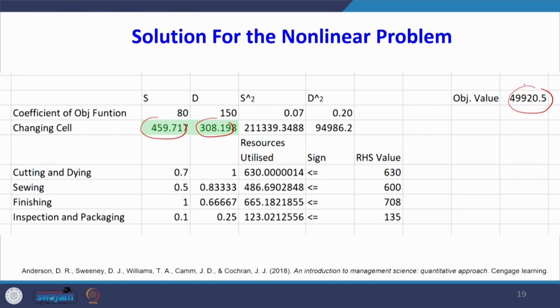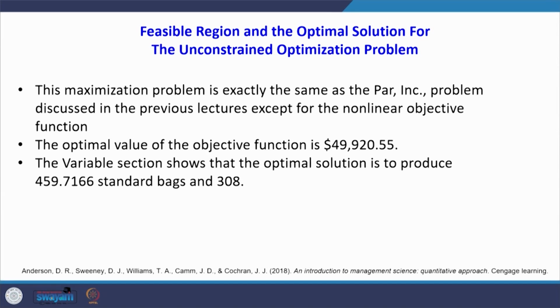You see that the value of the objective function is decreased when we consider the constraints. Previously it was above 50,000. Now, by considering the constraints, the value of the objective function is decreased. So, this maximization problem is exactly the same as the problem which we discussed in the previous lecture, except for the nonlinear objective function. The optimal value for the objective function is $49,920. The variable section shows that the optimal solution is to produce 459 standard bags and 308 deluxe bags.